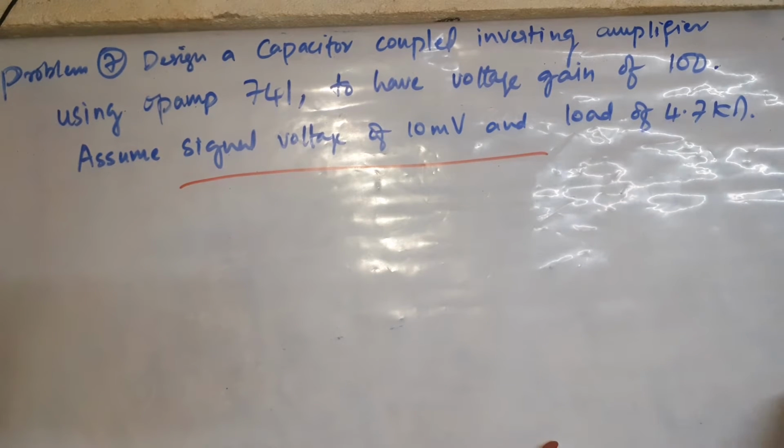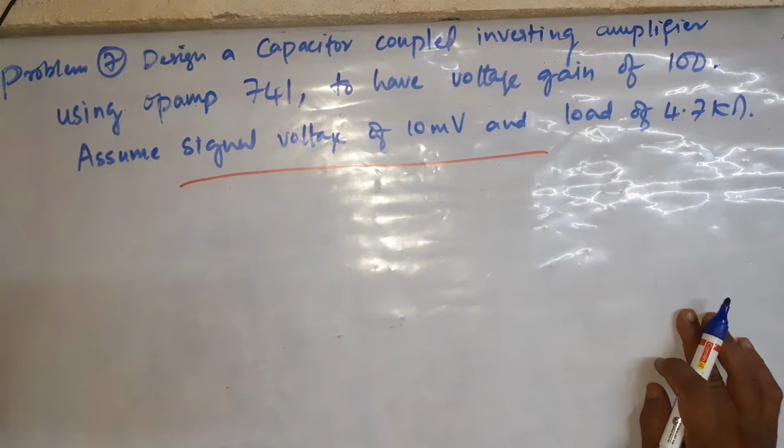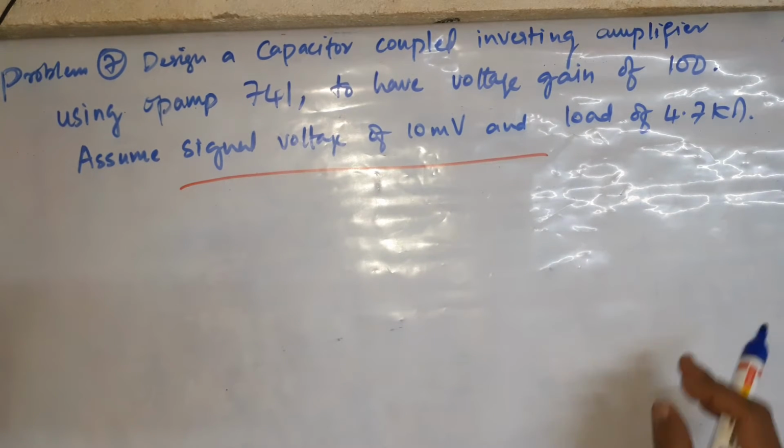Yes, this is our question. Design a capacitor coupled inverting amplifier using op-amp 741 IC to have a voltage gain of 100. Assume signal voltage of 10 millivolt and load of 4.7 kilo ohm resistance.